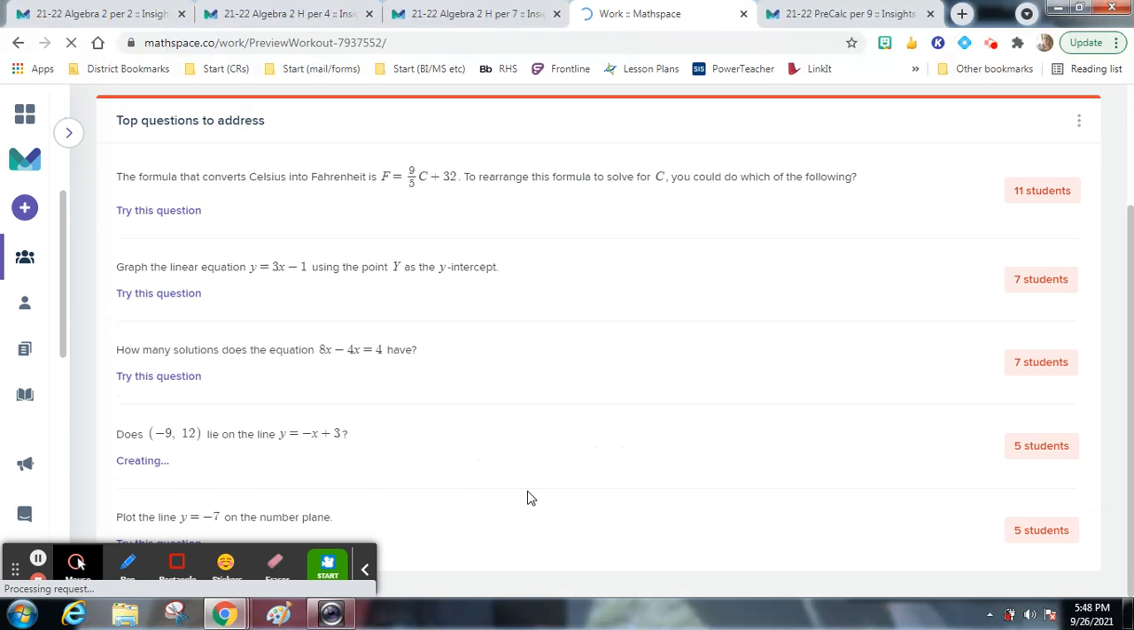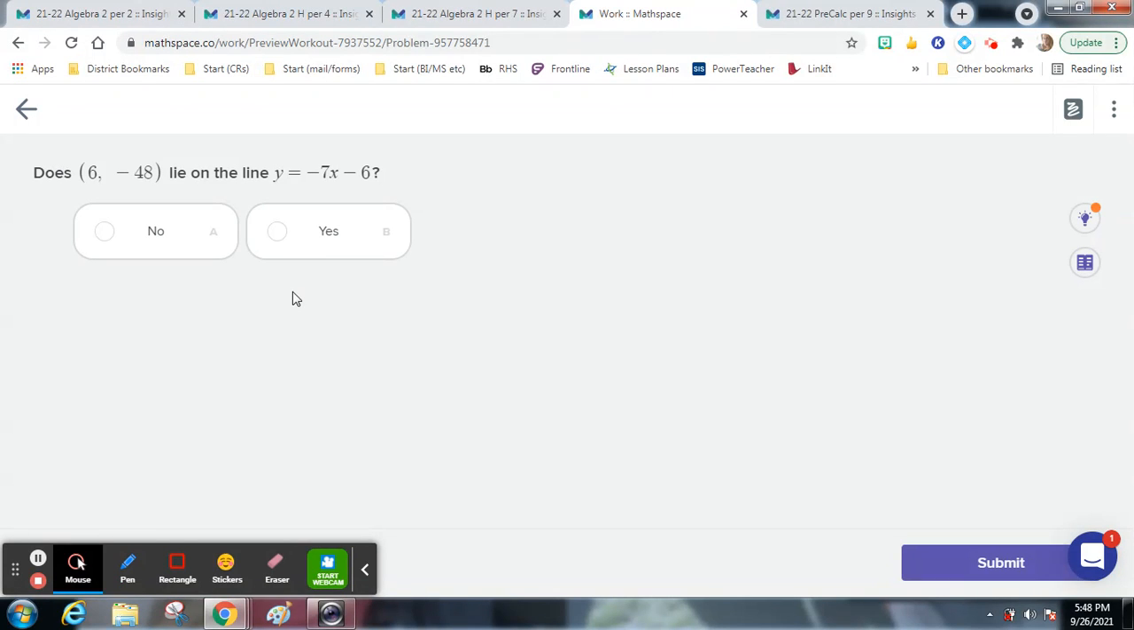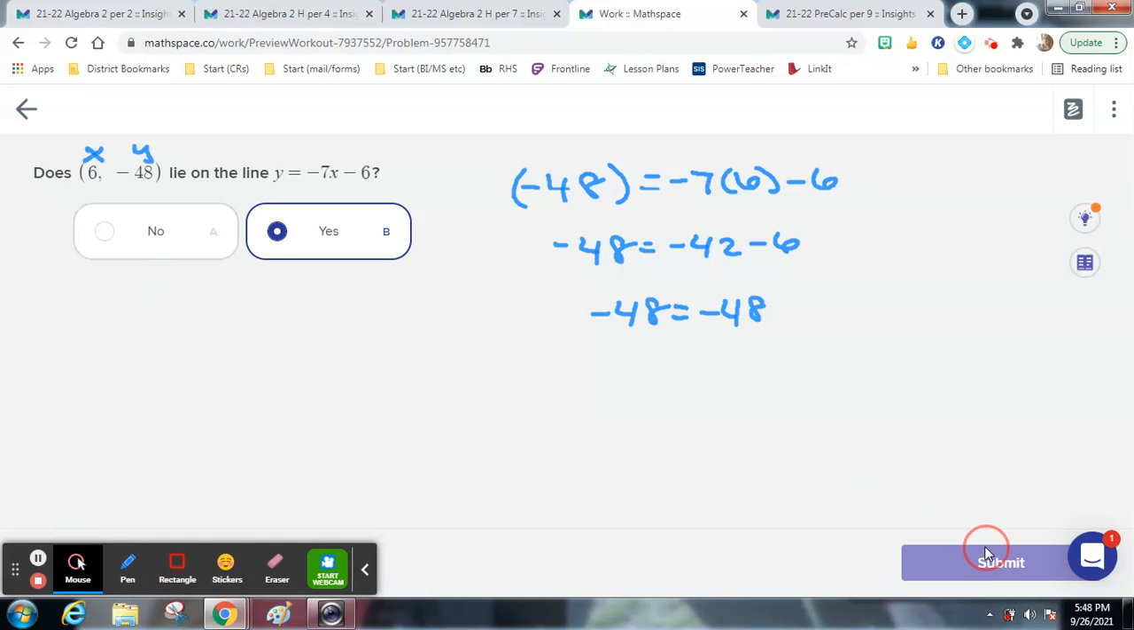Does negative 9, 12. So they're giving you a point and they're asking you if it falls on the line. Well, all you're simply going to do is plug in the x and y values. I know an x, I know a y. So they're asking, does negative 48 equal negative 7 times 6 minus 6? Well, negative 7 times 6 is a negative 42 minus 6. They do equal. As long as they equal, that means it works. If they didn't equal, then it would be a no. So this is a yes.